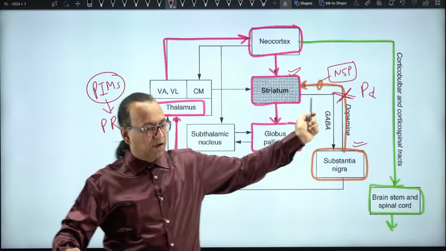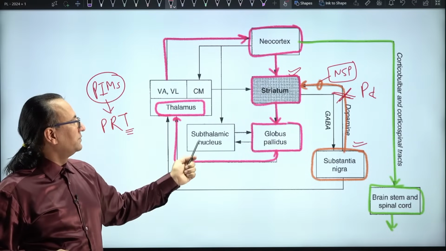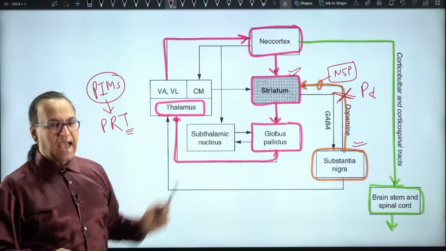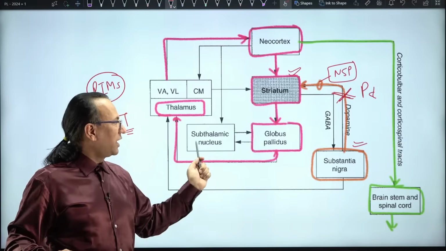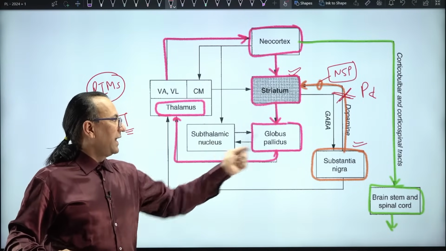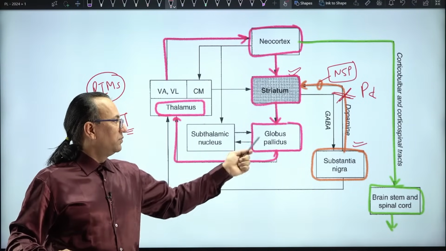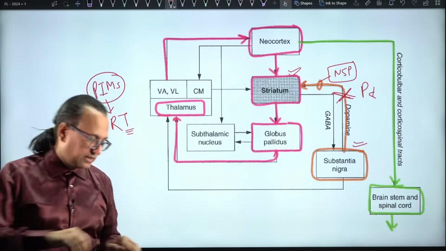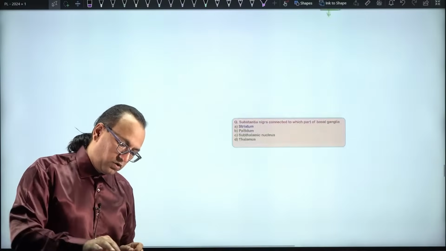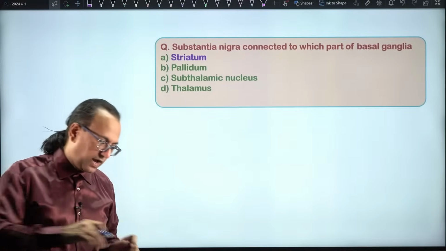And then there are other components also, like the subthalamic nucleus. If it is compromised, there can be hemiballismus, but again, it is not coming in the direct pathway. It is in between. So, again, not going into details. We just want to look at the questions. We just want to have the answers.